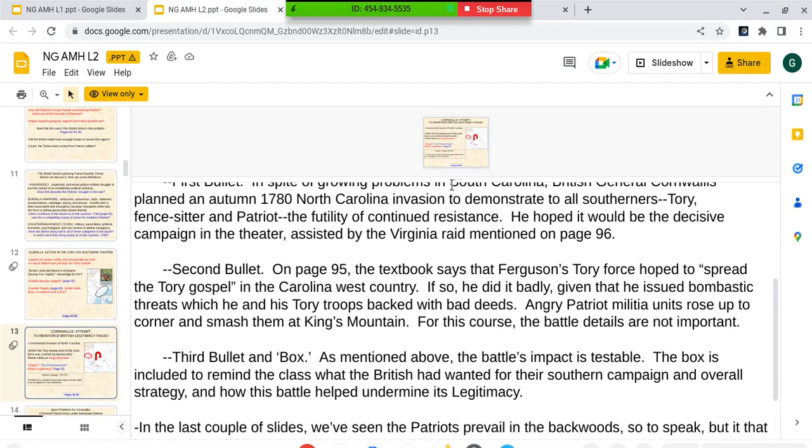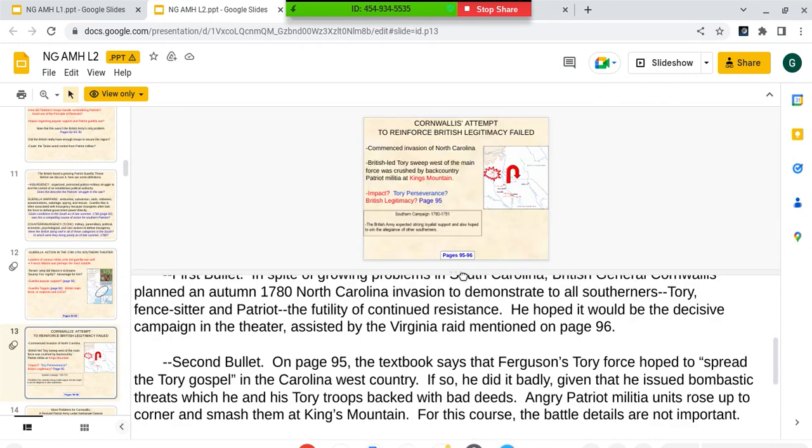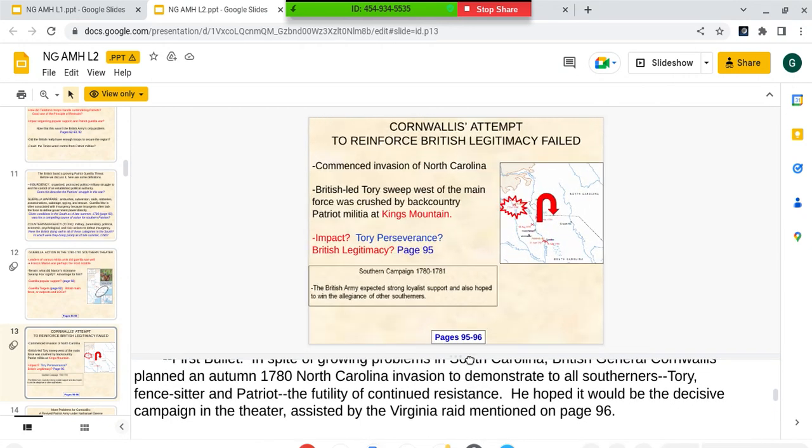So that's what's important about Kings Mountain. It was in the southern colonies, part of the Southern campaigns. The British were trying to get a bunch of American citizens to turn against the Patriots and fight for them, but the loss at Kings Mountain showed everybody that the British aren't so great, and it might not be such a great idea to help the British and to fight for the British.